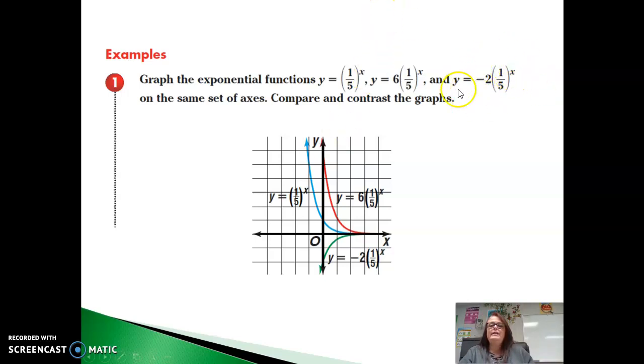And then this graph over here has a reflection with respect to the x-axis. So that's why the green values are below the x-axis. And then it also has a vertical expansion by a scale factor of 2. So for example, instead of going up 1, we go down 2. Instead of going up 1/5, we go down 2/5.